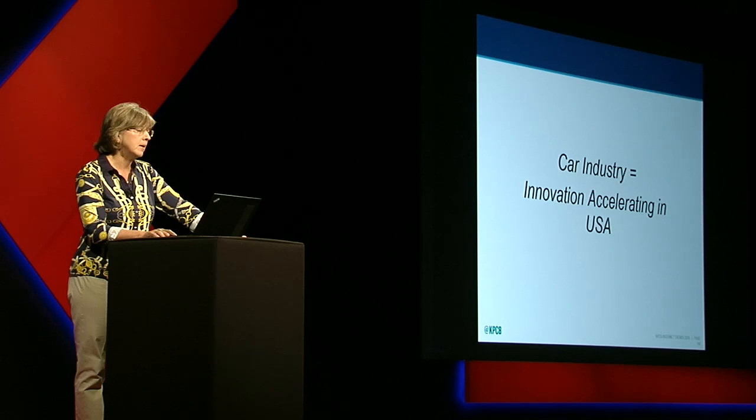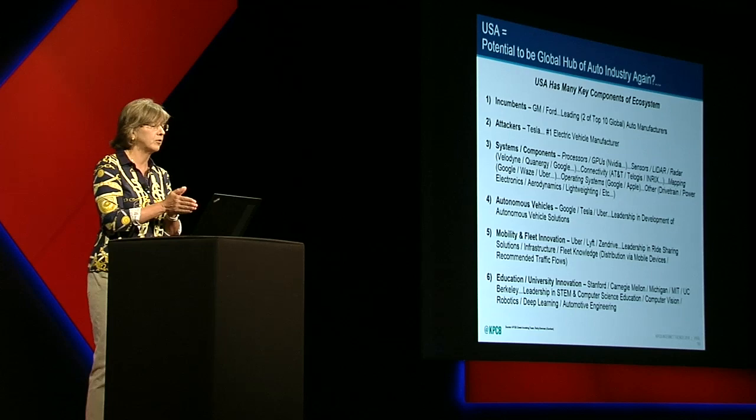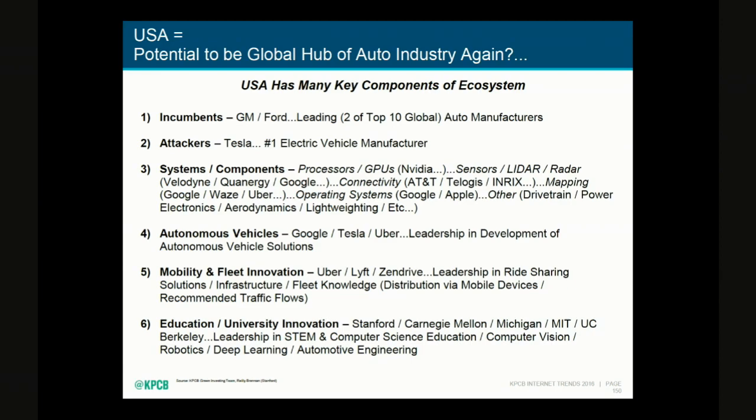We believe the United States has the potential to be the global hub of the auto industry again. We have the incumbents, GM and Ford. We have the attackers, Tesla. We have systems and components leadership. We have autonomous vehicles, Google, Tesla, Uber, mobility and fleet innovation, Uber, Lyft, and others. And we have education and university innovation, whether it's Stanford, Carnegie Mellon, UC Berkeley, et cetera, MIT.